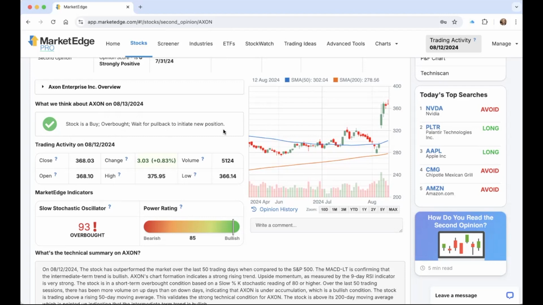We get a lot of questions about this. What we mean is wait for the slow stochastic oscillator to pull back to below 80. That's when it would be no longer overbought.